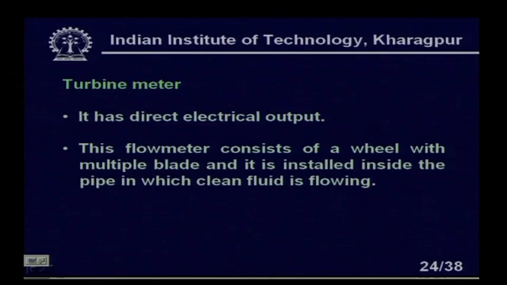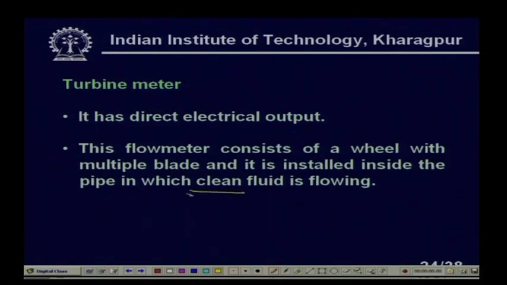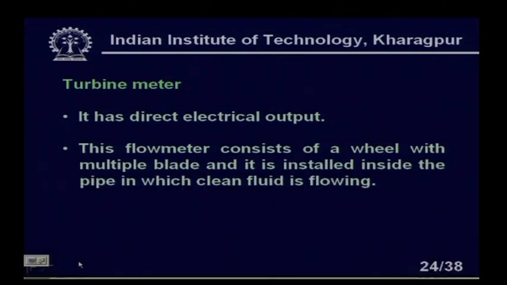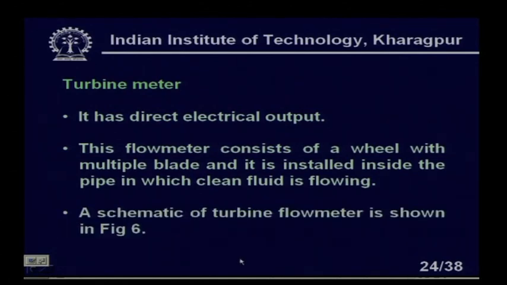And it is installed inside the pipe in which the clean fluid is flowing. The term clean is very important: the liquid should be clean, otherwise there is a problem, which we will discuss later on. So, the flow meter consists of a wheel with multiple blades installed inside the pipe in which the clean fluid is flowing. A schematic of the turbine flow meter is shown in figure 6. I will show you the turbine flow meter.